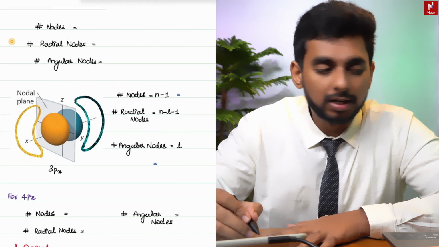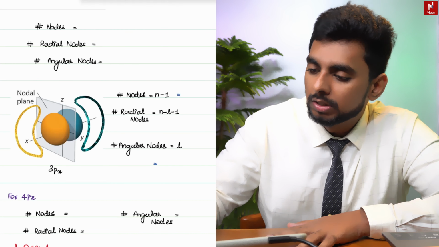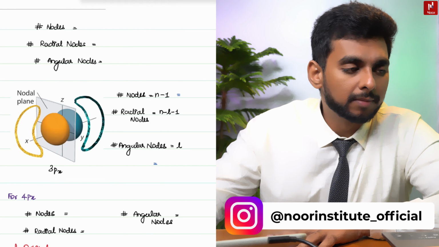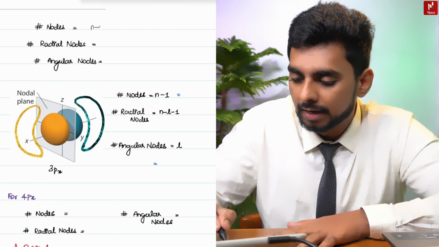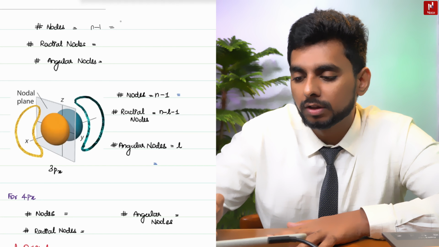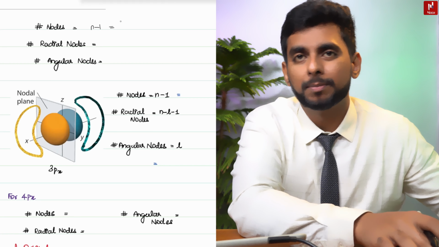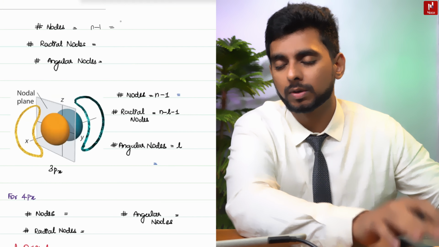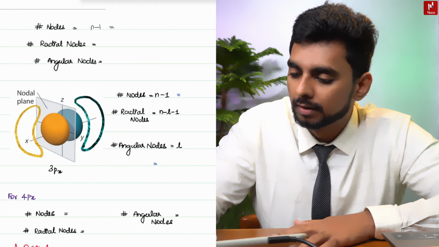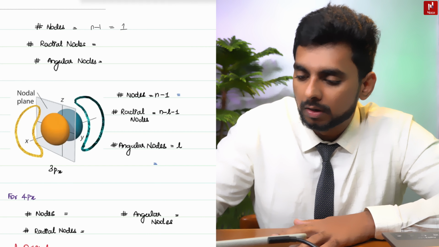To get the number of nodes, I'll use the same formula, which is n minus 1. Therefore, for the p orbital, 1p is not possible, so 2p is the only thing that is possible. Therefore, 2 minus 1 will give me the answer 1. It should be clear.